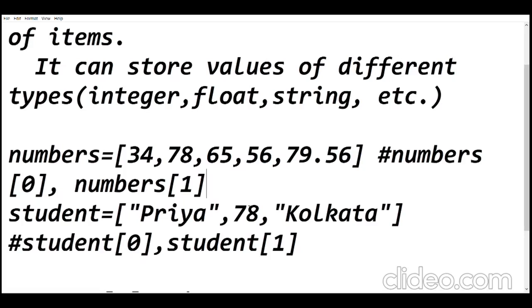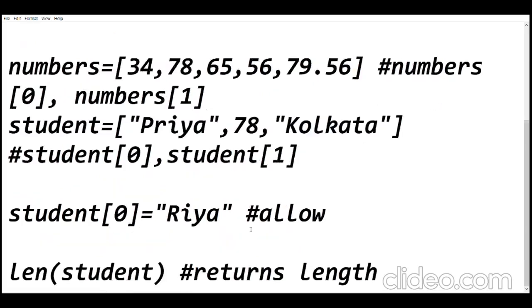But the difference between the string and the list is that we cannot modify or manipulate any character of the string. But in a list we can manipulate any element of the list. Suppose student of 0 equal to Ria. Then in the student list, at the 0th index, Priya is the string value which is modified with Ria. This is allowed in Python for a list.